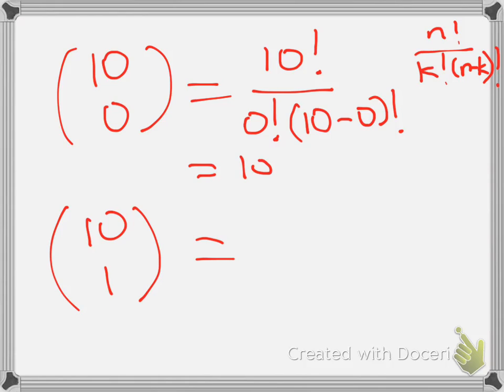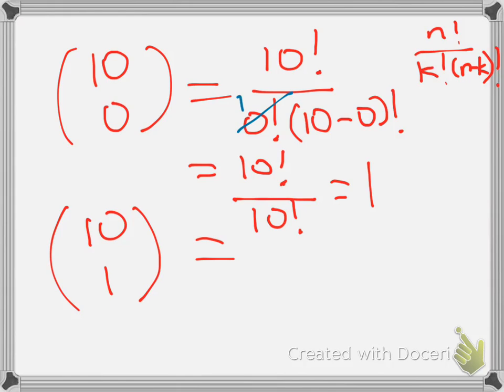So that means we end up with 10 factorial, and trust me, that's a huge number. You don't even want to bother multiplying it all out. If 0 factorial is 1, then we don't really need to worry about that. And 10 minus 0 is, of course, just 10, so our denominator ends up being 10 factorial as well. So, of course, there's only 1 here. 10 choose 0 is 1, which makes sense.